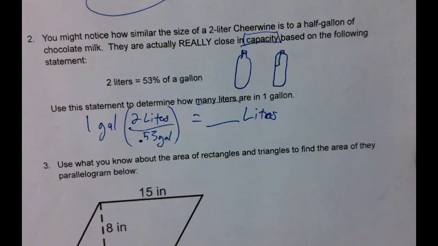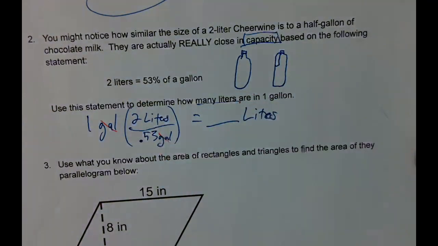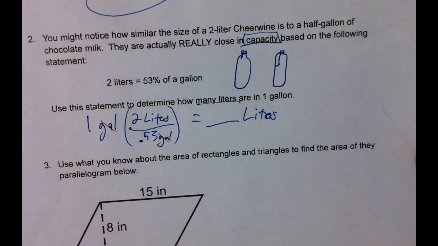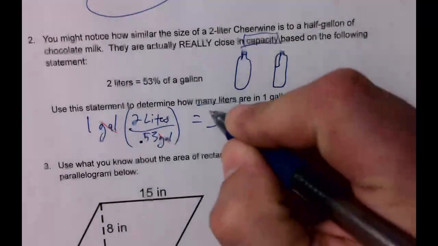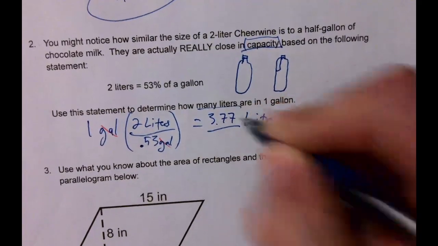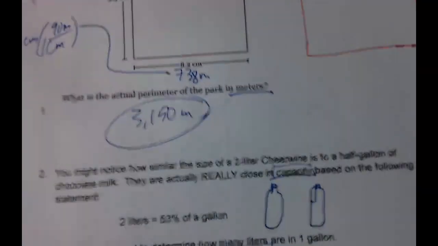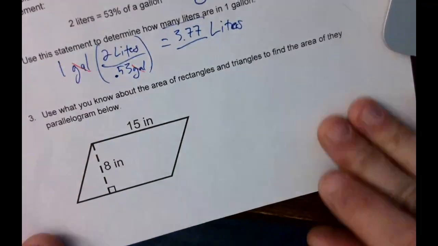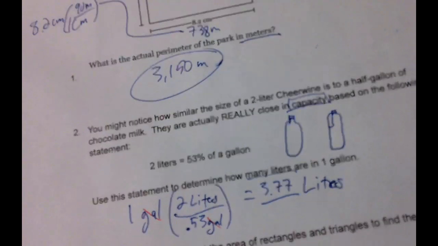What I hope you'll see is that gallon is going to cancel, and I've got 1 times 2 divided by 0.53. So we will employ a calculator here for the sake of time. 2 divided by 0.53. We're going to get 3.77. And I rounded some. I stopped at 2 decimal places. So 3.77 liters.